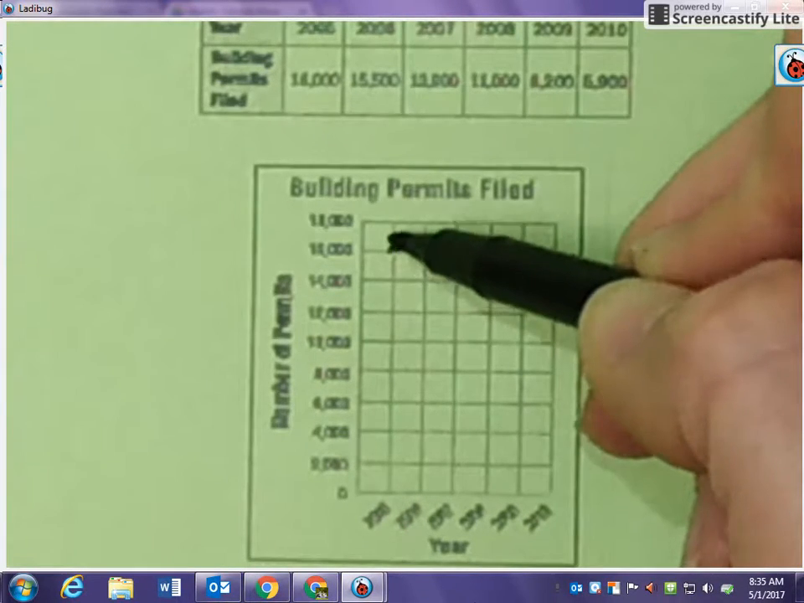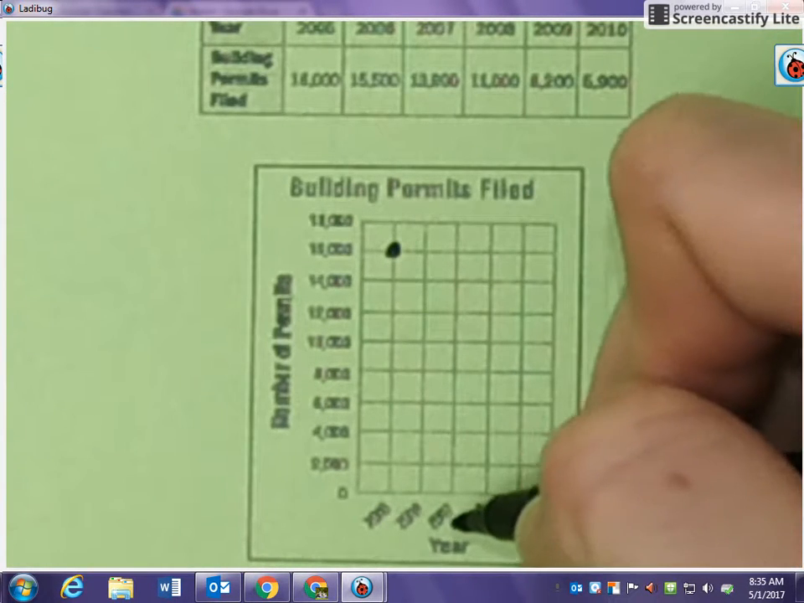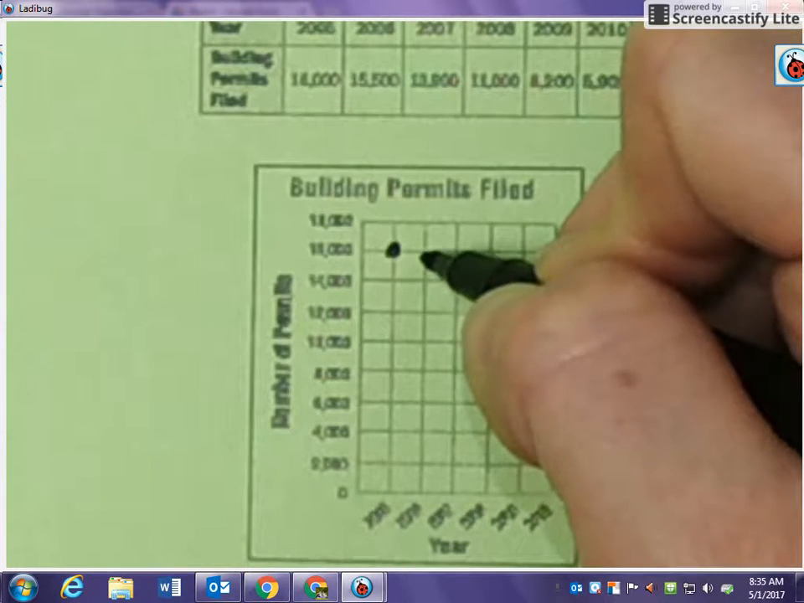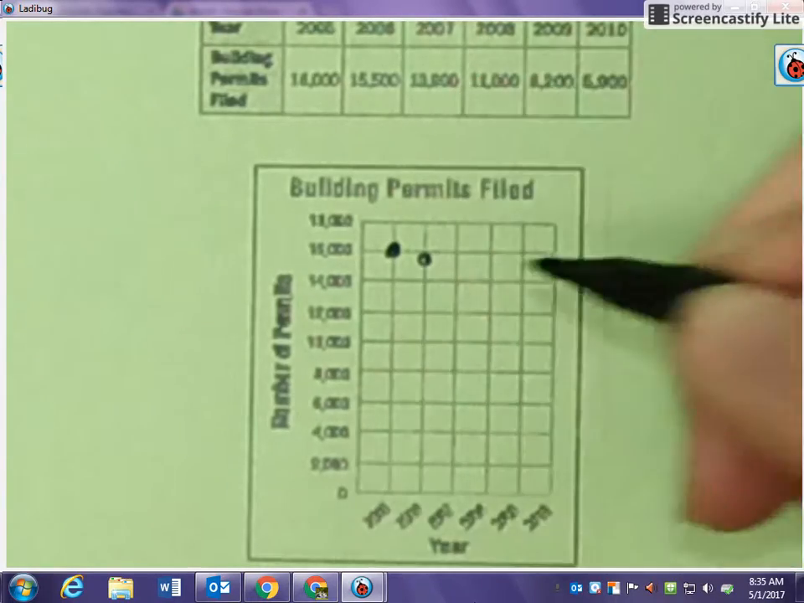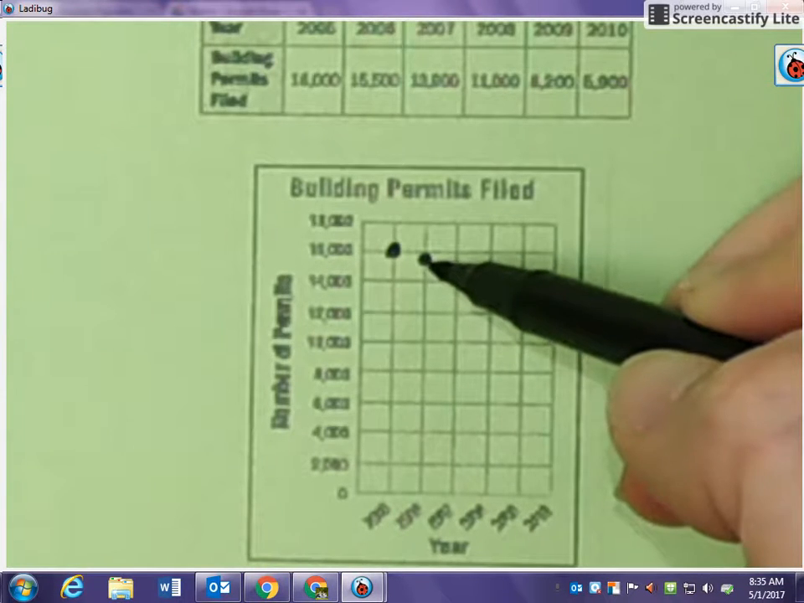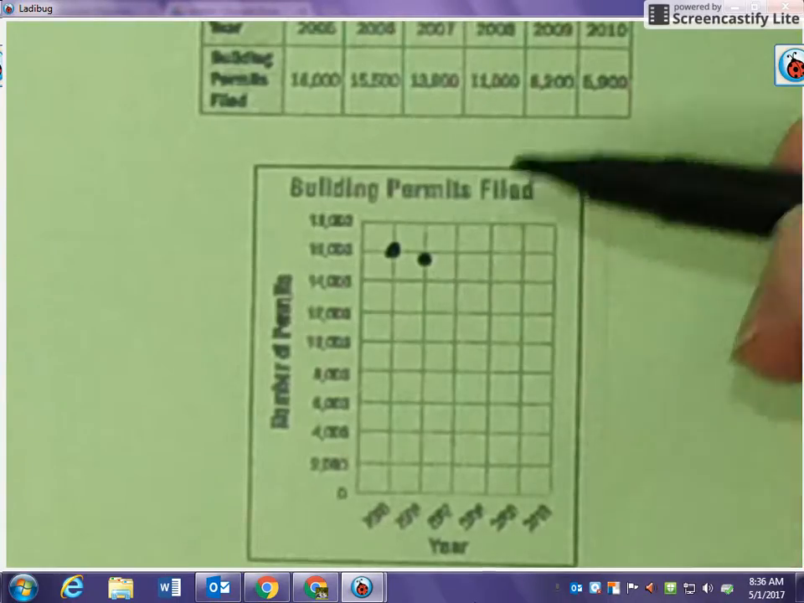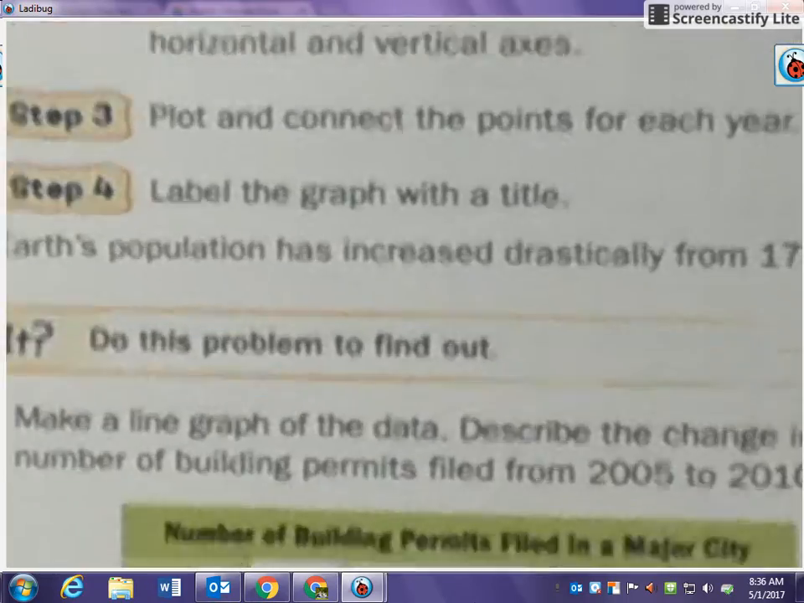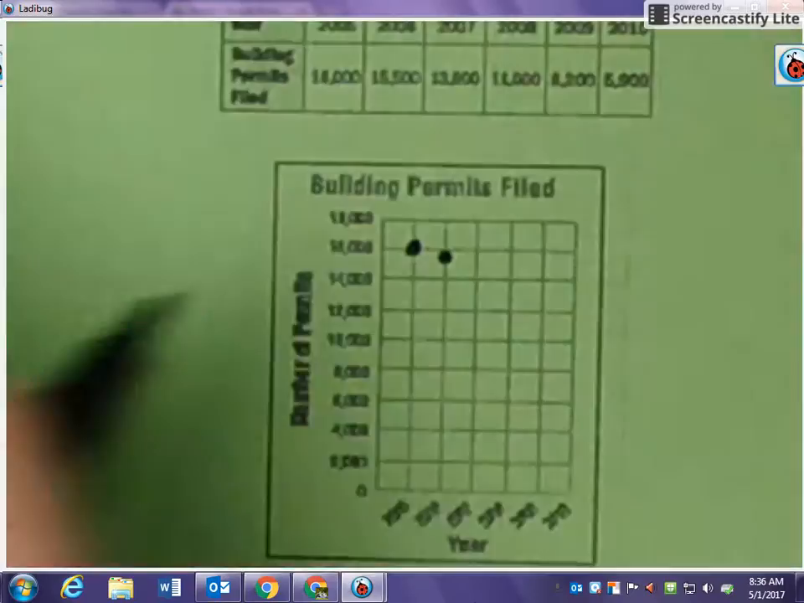Now it says 16. I'm looking at the thing in the book. It just didn't copy very well, did it? In 2006 is 15,500. So we're just going to go a little bit down from that dot, right? Your graphs, because this is 14, this is 16. 15,500 would not be very far away, would it? Trust me, I'm looking at the table in the book right here. Look, it just didn't transfer over very well.